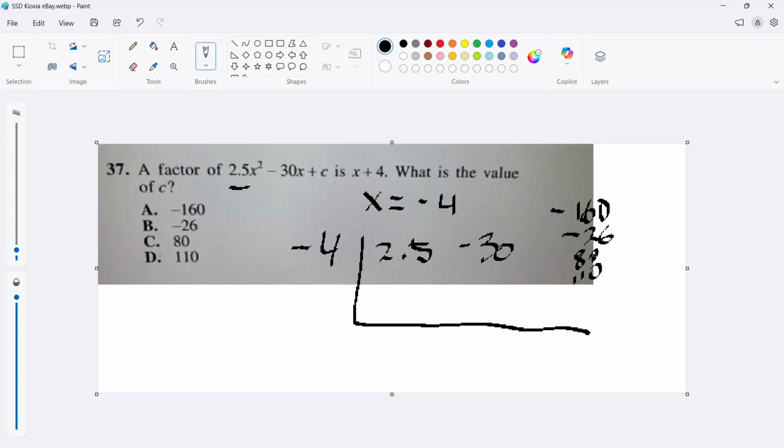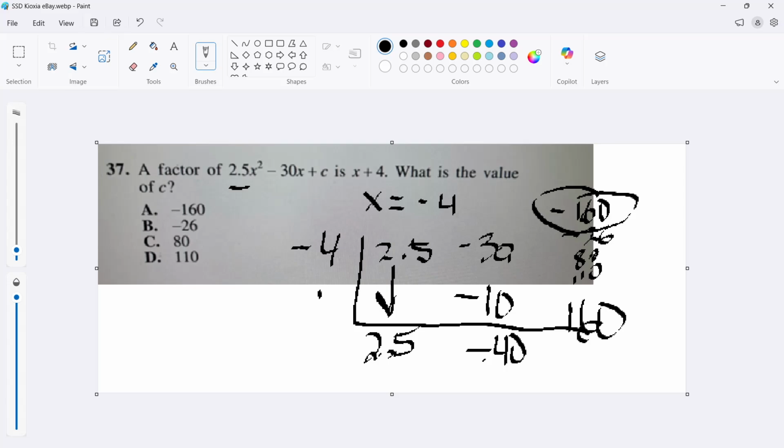All right, let's try this. First, I bring down the first value, 2.5. Negative 4 times 2.5 is negative 10. Negative 30 plus negative 10 is negative 40. Negative 4 times negative 40 is 160. And see, negative 160 plus 160 is 0. If the last number is 0, it's a factor.